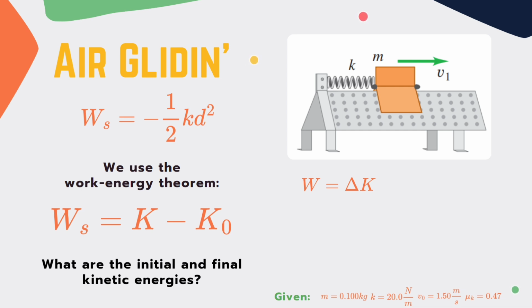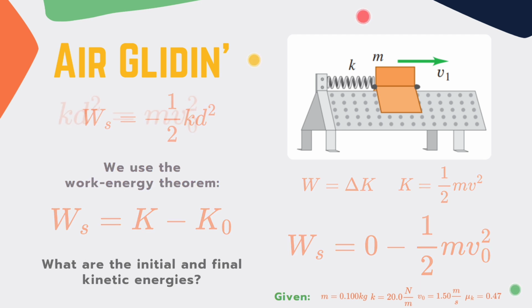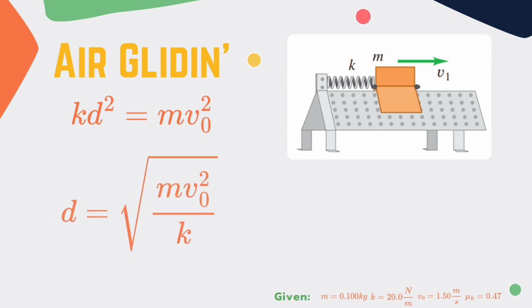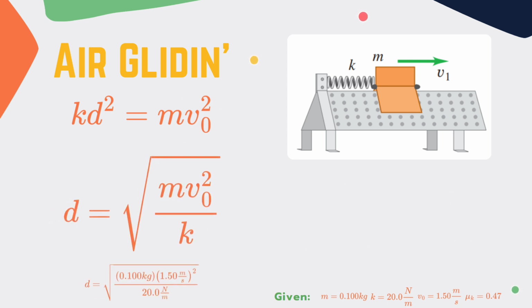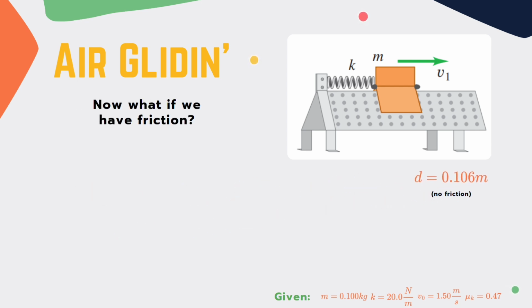Recall that in general, our kinetic energy is given by K equals 1/2 mv squared. We can actually derive this by utilizing a kinematic equation and the definition of work. Since our final velocity is 0, we get that Ws is equal to 0 minus 1/2 mv naught squared. If we plug our expression for Ws into this equation and simplify, we end up with the even simpler equation kd squared equals mv naught squared. Now, we can isolate d as follows, and substituting our givens, we get that our answer is d equals 0.106 meters, assuming no friction. But what if we have friction?